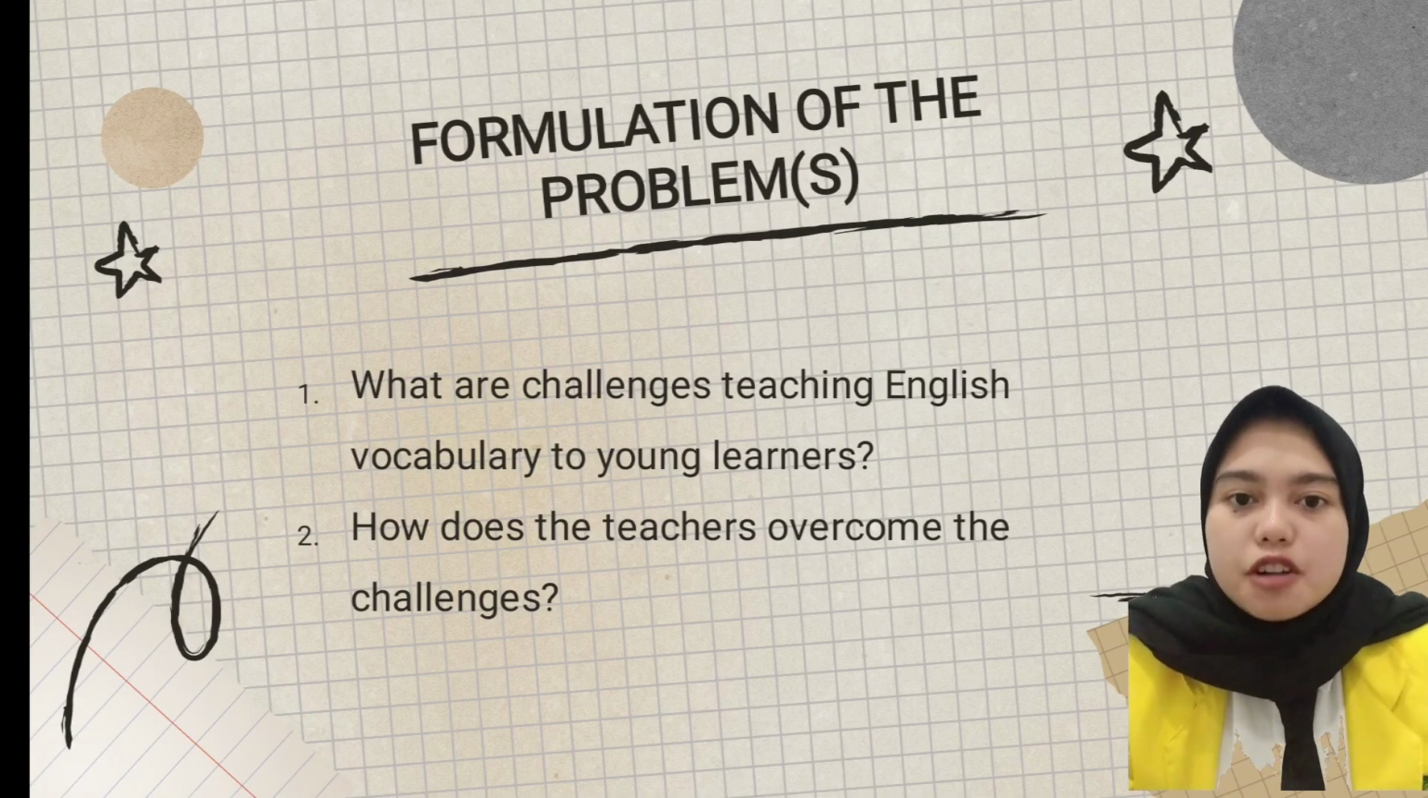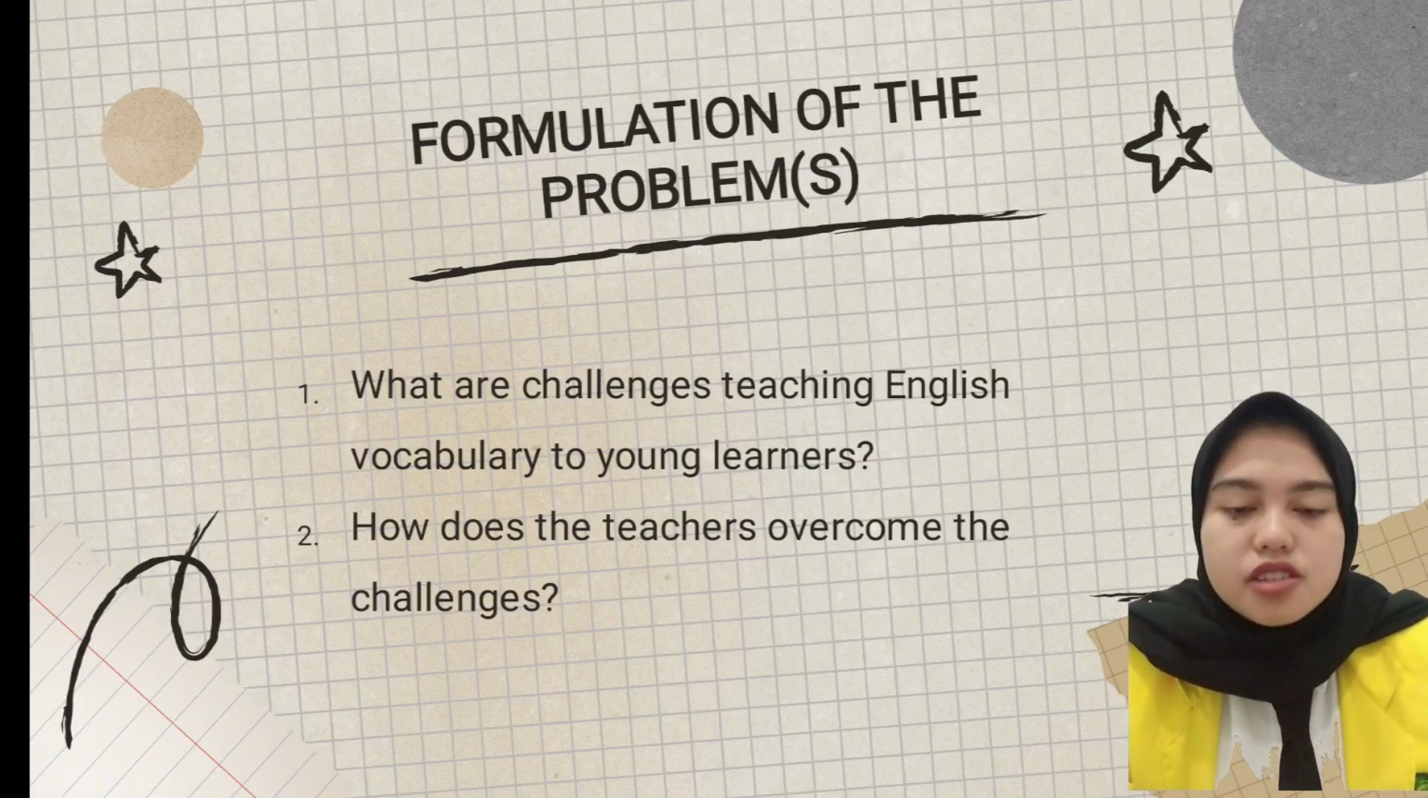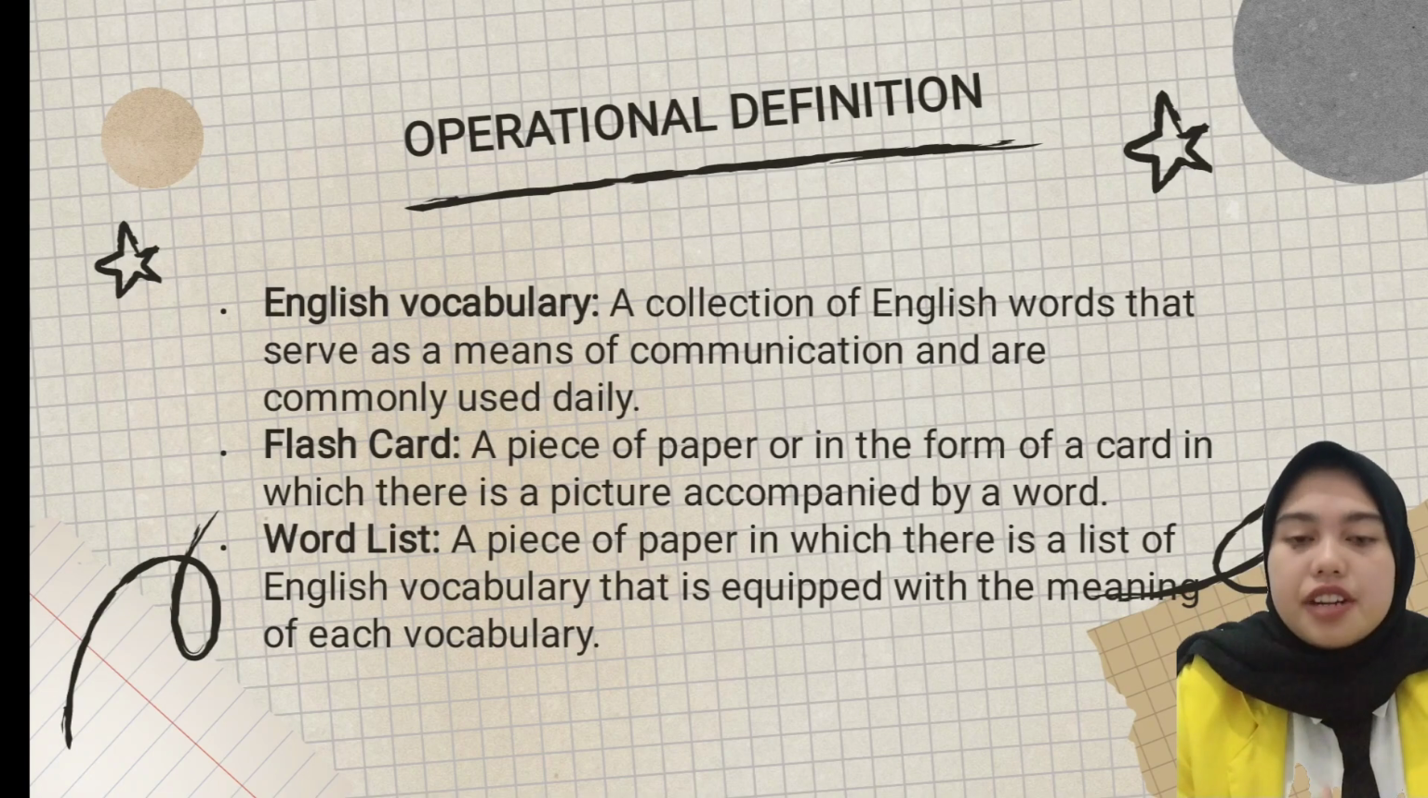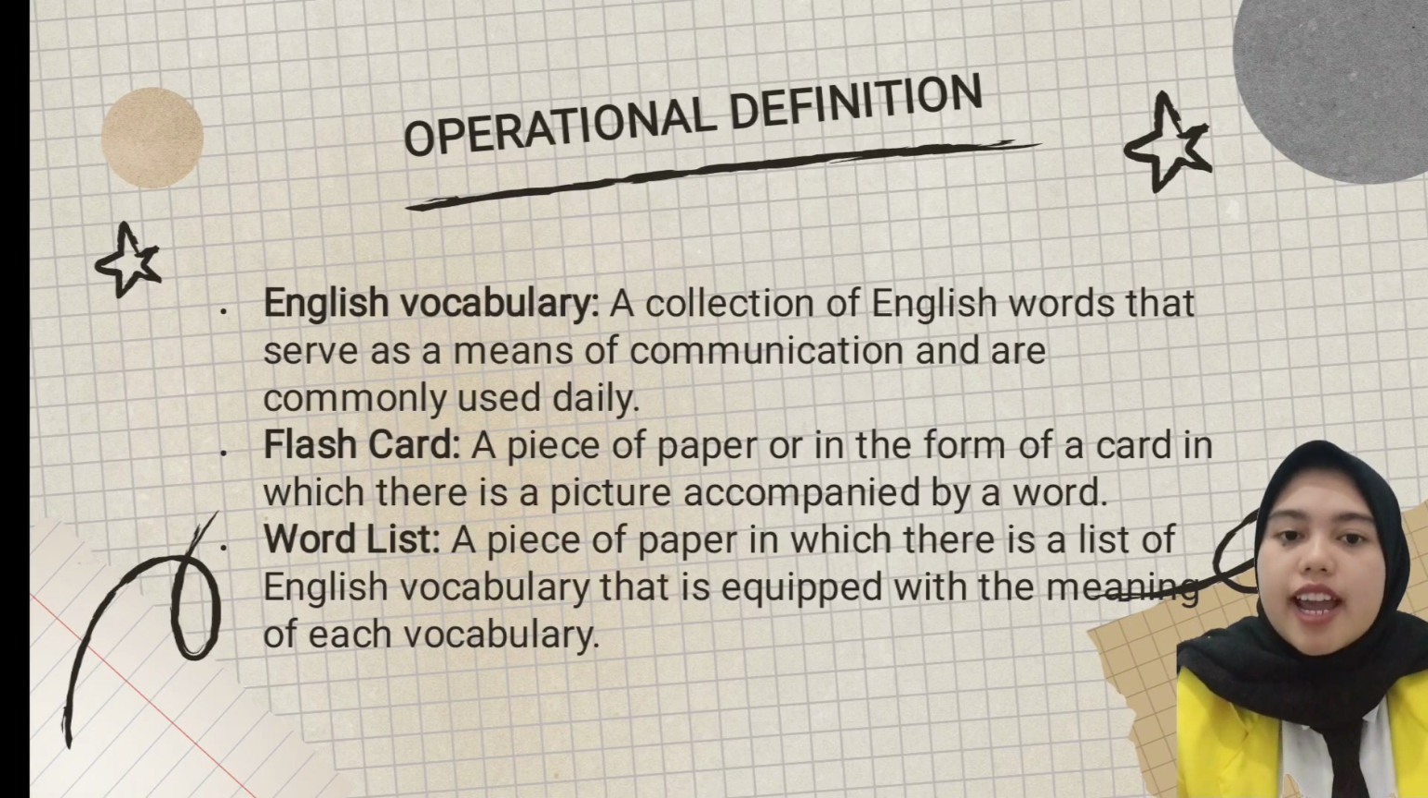The next is the formulation of the problems. The first is, what are the challenges of teaching English vocabulary to young learners? And the second one is, how do the teachers overcome the challenges? These operational definitions are the keywords of this proposal. The first is English vocabulary. It is a collection of English words that serve as a means of communication and are commonly used daily.